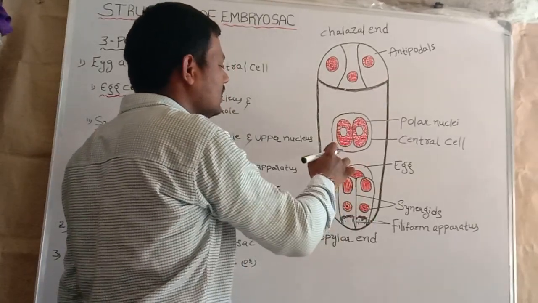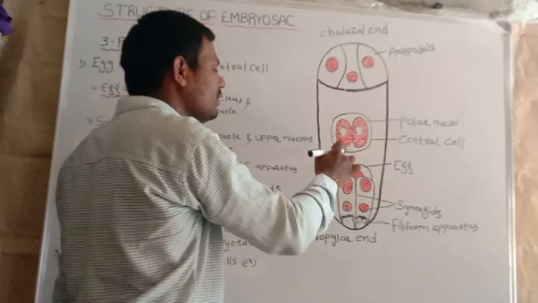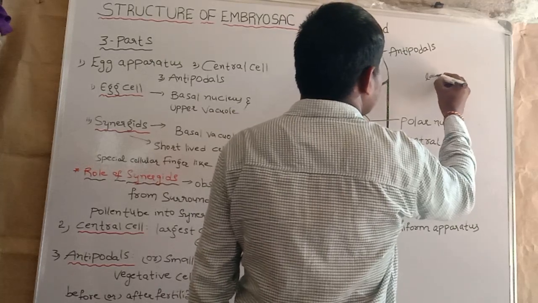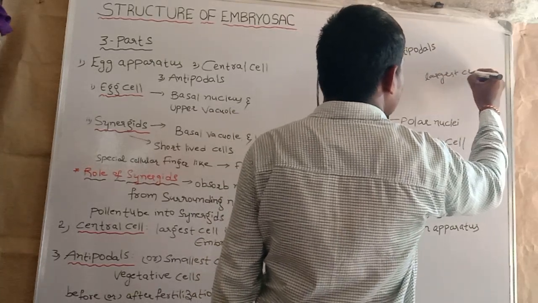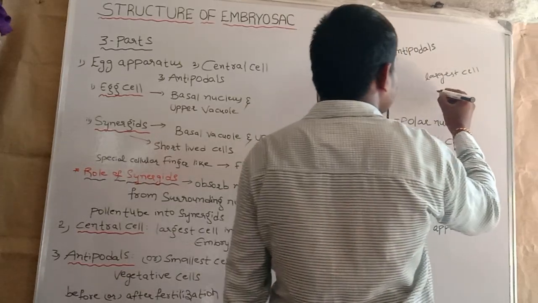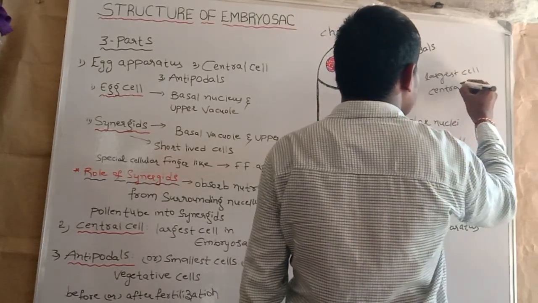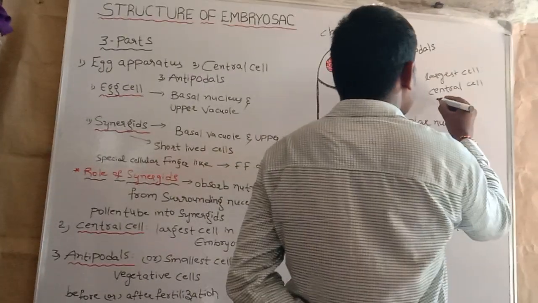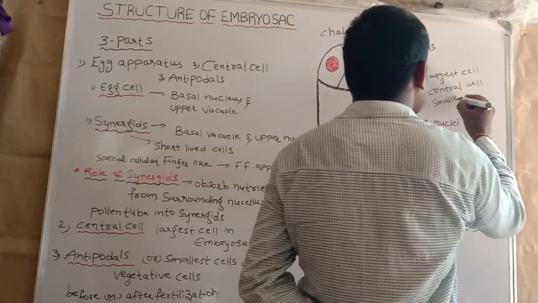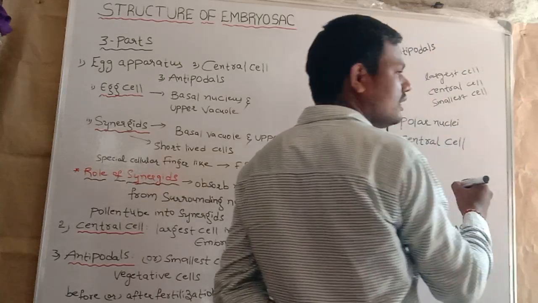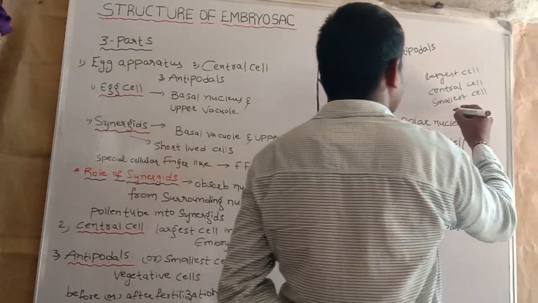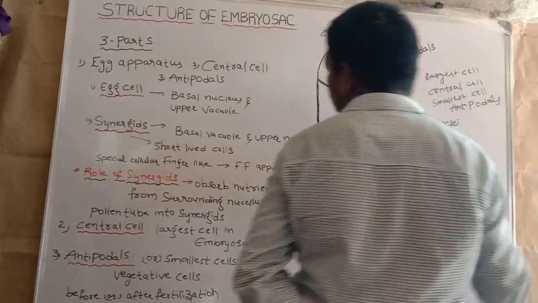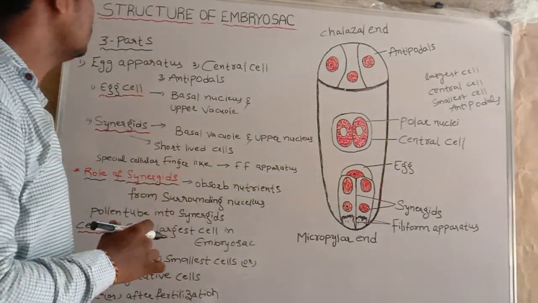The largest cell in the embryo sac is the central cell. The smallest cells in the embryo sac are the antipodals. This is the structure of the embryo sac. Thank you.